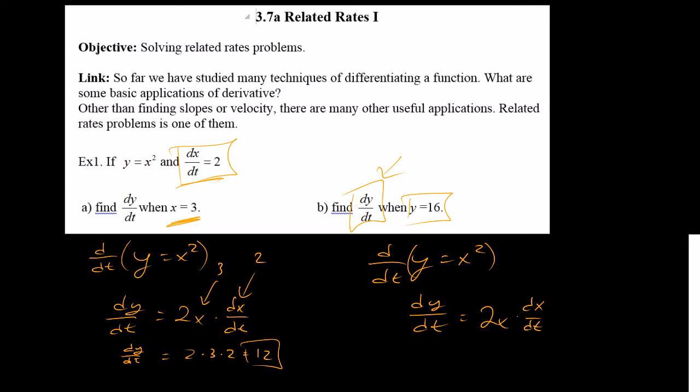Well, we know dx dt to be 2. So when we go to our next step, we get 4 times x, but we don't know x. But they did give us y is equal to 16. So if y is equal to 16, we know y is equal to x squared. So 16 is equal to x squared, and x is equal to 4.